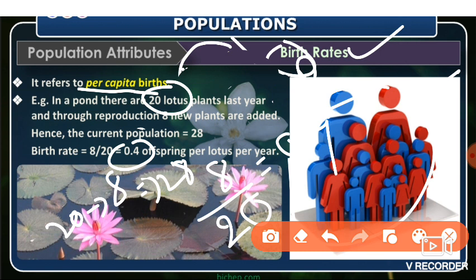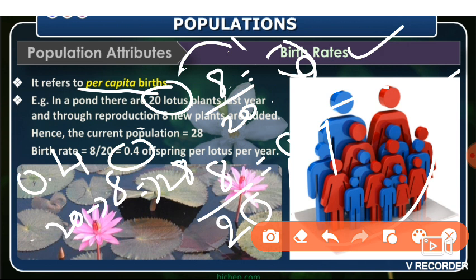It means we are distributing that rate to each and every individual of that population. That is 8 divided by 20. It gives the ratio for each member of the population, 0.4 offsprings per lotus per year. We are calculating per year, or we can calculate per week or per month. It depends on the reproduction time.